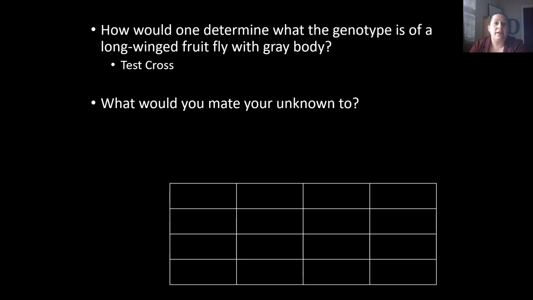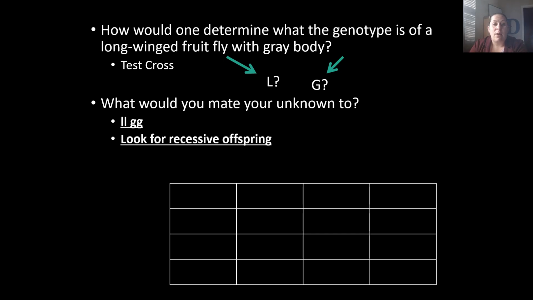All right, so last one on here is how would you determine what the genotype is of a long-winged fruit fly with a gray body? Now, we did a test cross earlier. We know that it has to have at least one big L, right? Because that's long-winged. And we know that it needs to have at least one big G for it to be gray-bodied, but we don't know what the second letter is. Well, we have to mate it with something we do know, which is little l, little l, little g, little g. So little l, little g. And we have to look for recessive offspring. If recessive offspring end up being present, they are recessive for that other trait.